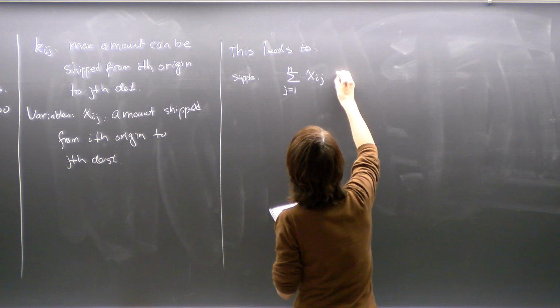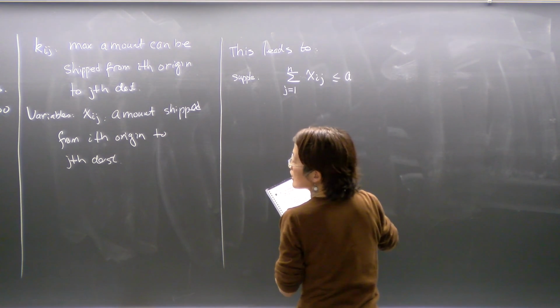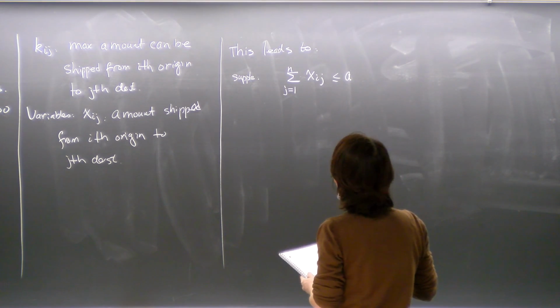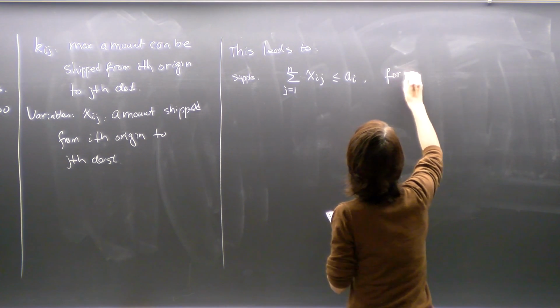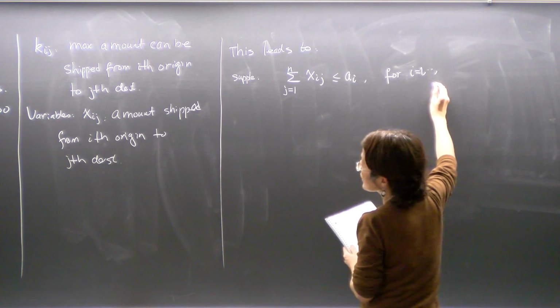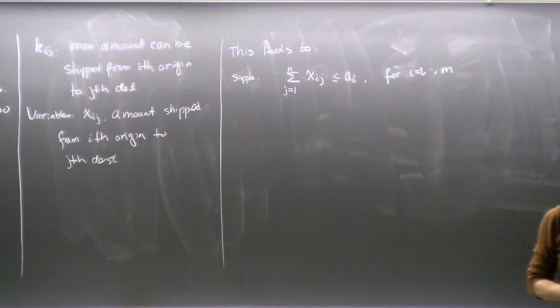Okay, that has to be less than a_i. And this holds, you have to go through all the origins, 1, 2, 3, i, all the way to m of these constraints, right?